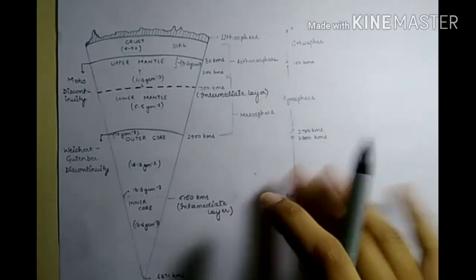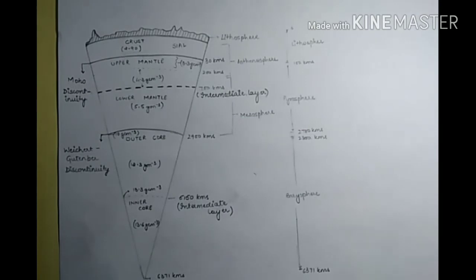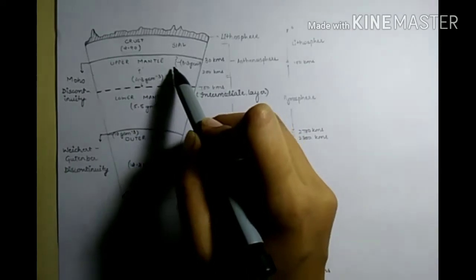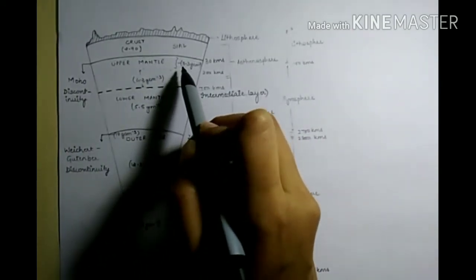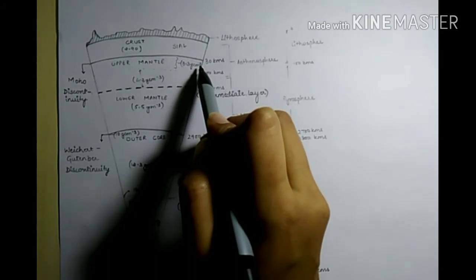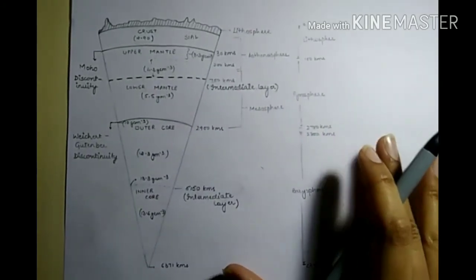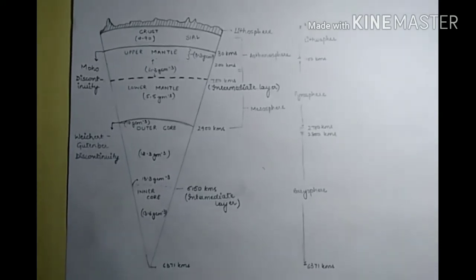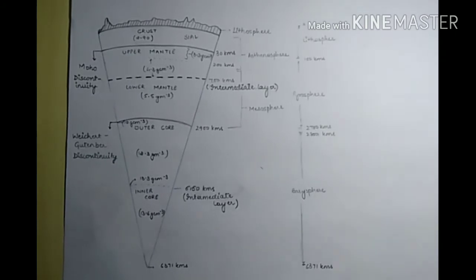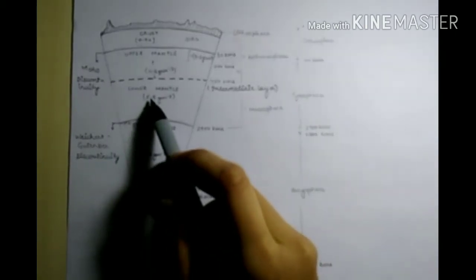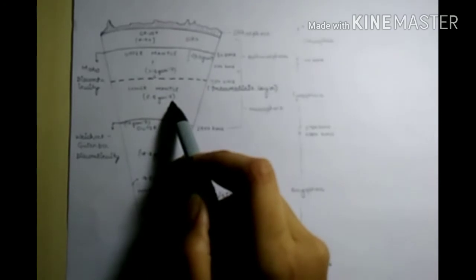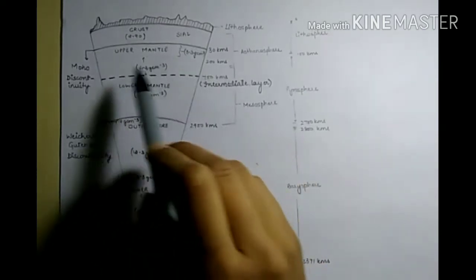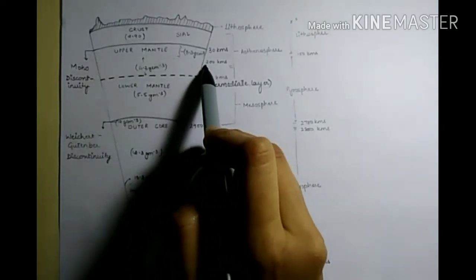But when we divide it into subcategories, the upper mantle is divided into two parts. The upper part of the upper mantle has a density of 3.3 gram per centimeter cube, and the lower part has a density of 4.5 gram per centimeter cube. Then we have the lower mantle, which has a density of 5.5 gram per centimeter cube. There is an intermediate layer at 700 kilometers, and the first intermediate layer was at 200 kilometers.